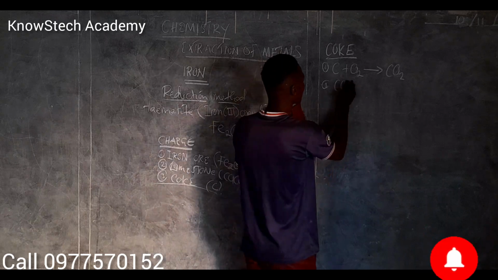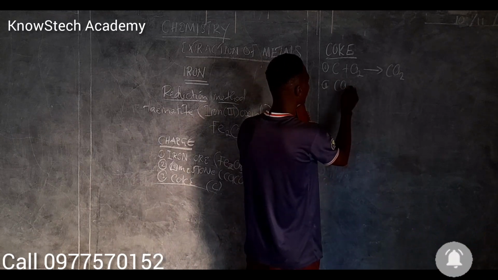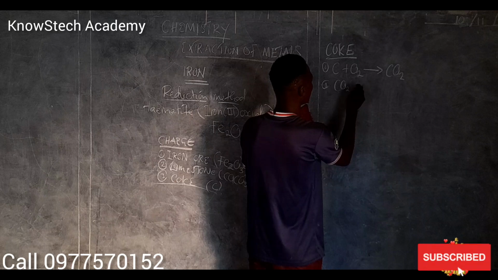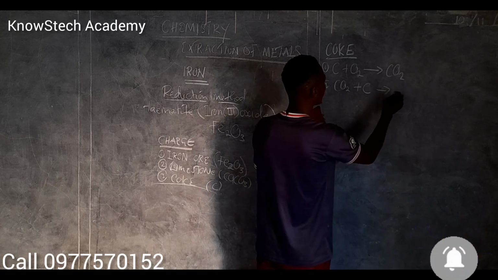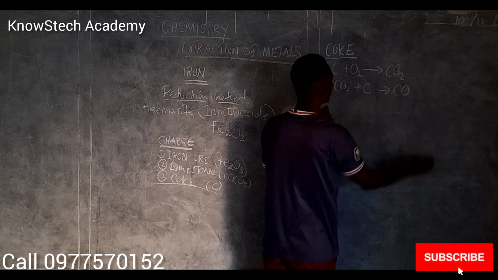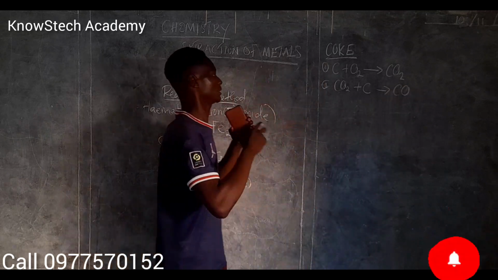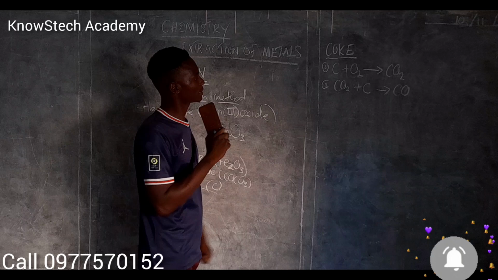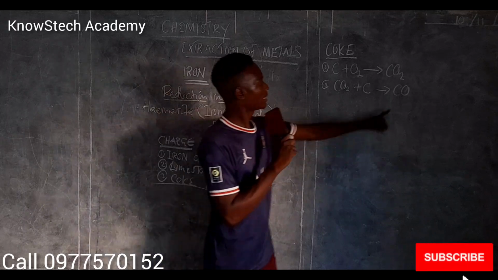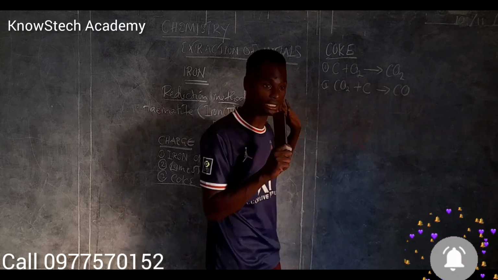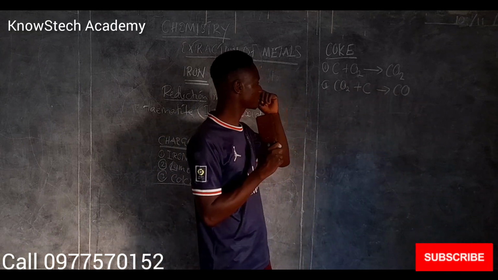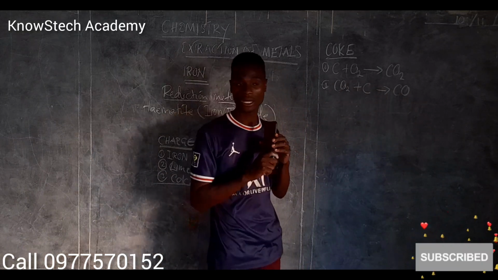This carbon dioxide produced here will react with more coke to form carbon monoxide. So we formed carbon monoxide, which is a reducing agent in this process. That's all. Let's now go to the iron ore.